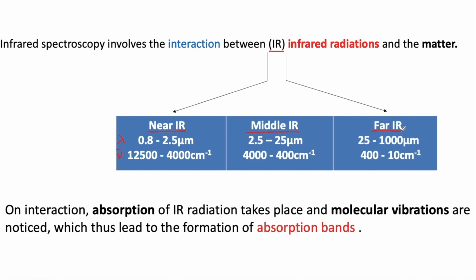Now, out of these three regions, it is this middle IR region which is generally used for spectroscopic analysis. The reason is that organic molecules rarely show any absorption in the near IR and the far IR region. And the wavelength range, or I can say the wave number range, for this middle IR region can vary from instrument to instrument.